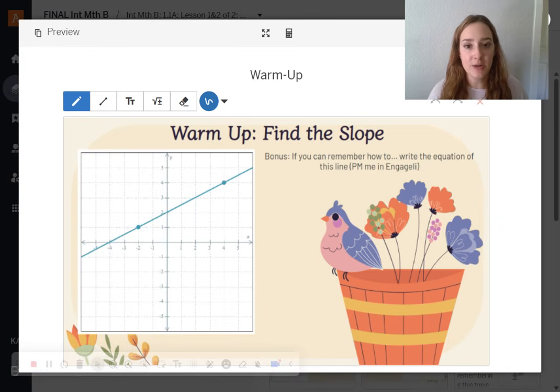So on your Amplify Desmos, you've got a warm-up here, and I want you to try on your own to find the slope. Bonus points if we can remember how to write the equation of this line, but it's okay if you're not sure. Also, this is a recording, so you can't private message me in Engagely. But on your Desmos, start by trying to find the slope. So go ahead and pause here. Try that on your own, and then we'll go over it in just a moment.